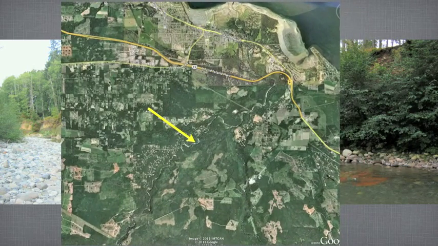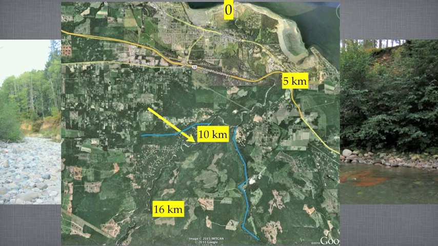Where was that picture taken? The yellow arrow indicates where the picture was taken, and it was taken at 11 kilometers. So we have identified the distance on this slide, starting at the foreshore at 0 kilometer and going all the way to the Englishman River Falls at 16 kilometers. The picture also shows the location of the South Englishman River and Morrison Creek.